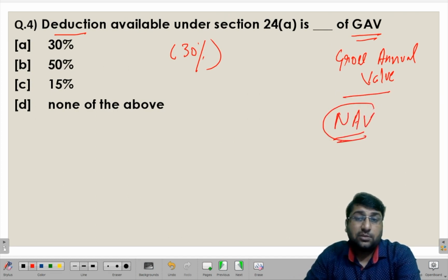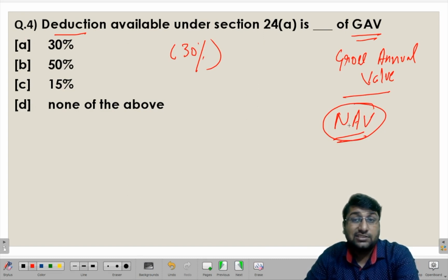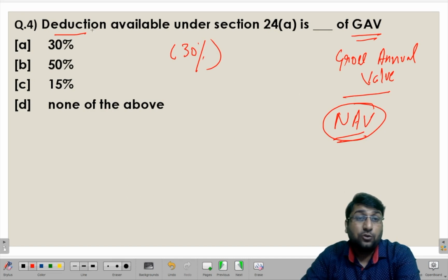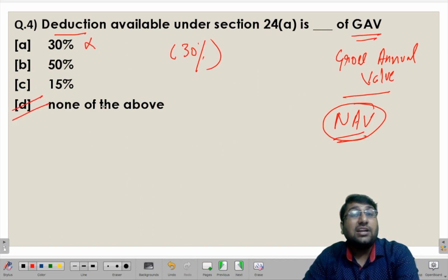The term that we derive after subtracting municipal taxes from gross annual value is net annual value. So in this case, the answer would not be 30%, rather it would be D, that is, none of the above. Many a time such tricky questions are asked, so you need to be very careful and read the questions properly. Moving to the last question for the day for the topic of house property.